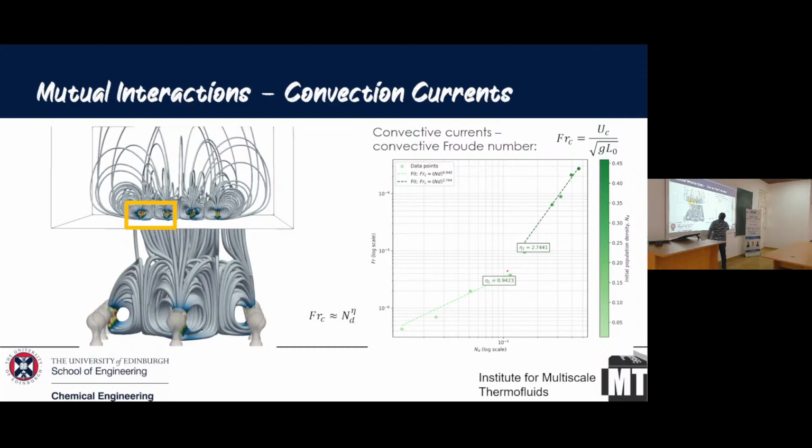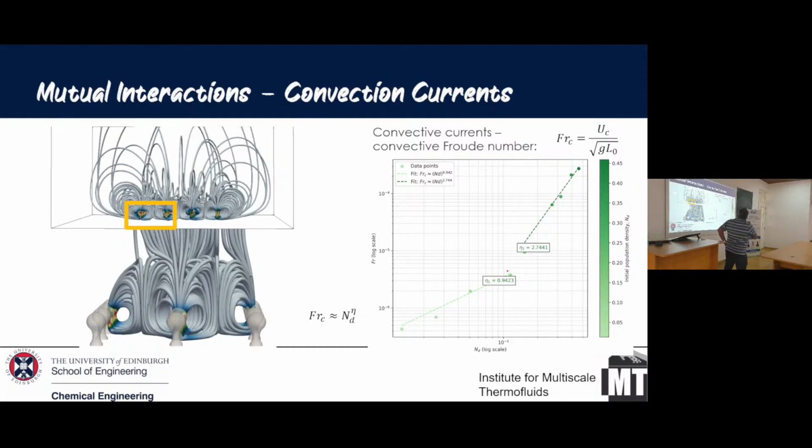So if you increase the number of bubbles, this is the slope of the Froude number. The Froude number is basically the convective velocity in the liquid phase here. Okay, so this is obtained directly from simulations. You see that as you increase your number of bubbles, you have a change with respect to Froude. If you plot Froude with respect to ND, the exponent is 0.9. It's approximately 1.